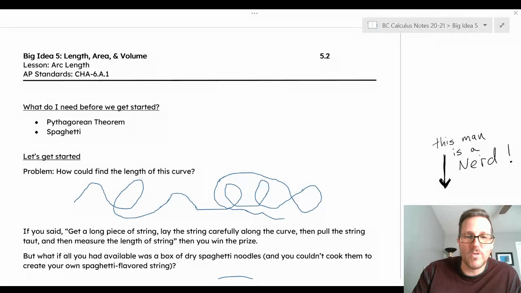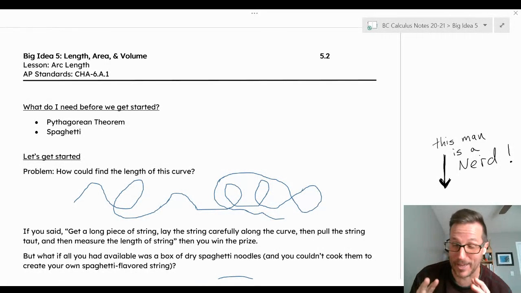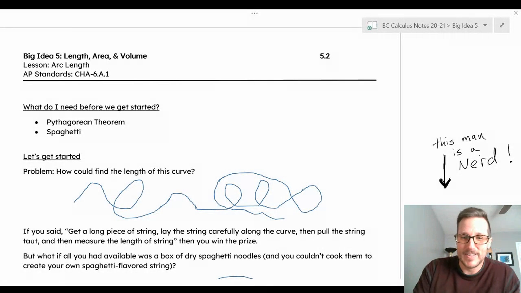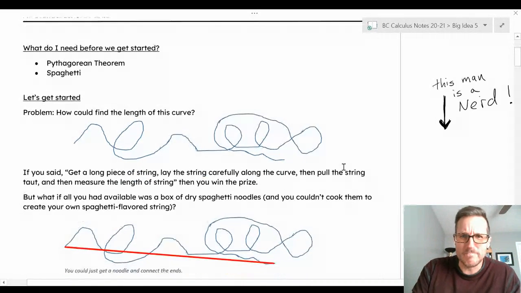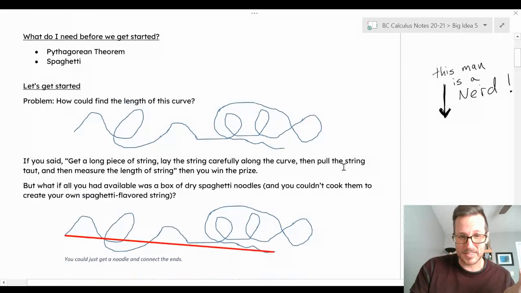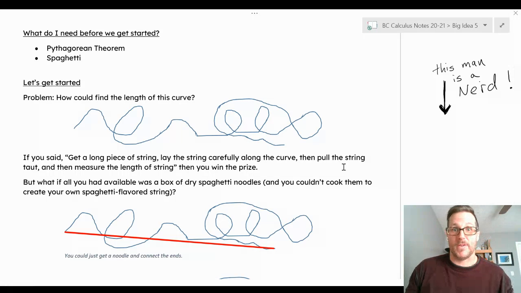But what if all you had was spaghetti? What if all you had was spaghetti to find the length of that curve? Not cooked spaghetti, okay? Straight spaghetti. What would you do? Well, you could take the spaghetti and align the beginning and the end. There you go. Boom. That piece of spaghetti gives me an estimate for how long the curve is.